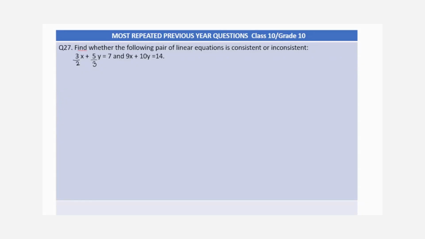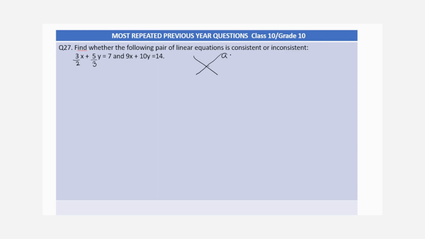Let's solve the next question. The next question says, find whether the following pair of linear equations is consistent or inconsistent. So the pair of equations has been given. When are they consistent? They are consistent when those two lines intersect at one point. In such a case, whatever their equations are, we can say they are consistent.